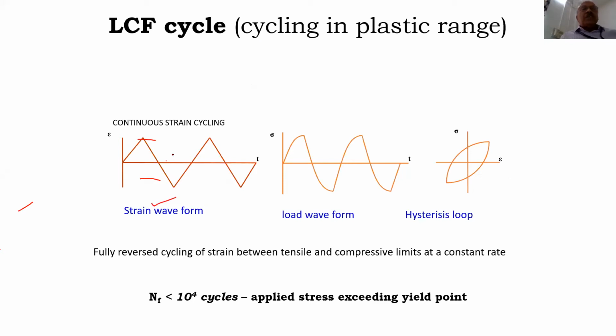And if you measure the equivalent load, then this is the load waveform. You are now from zero stress, you have gone to yield stress, past yield stress, and you have entered the plastic range, and you keep repeating. And for every cycle, you will get what is called the hysteresis loop. For every fatigue cycle, you will get a hysteresis loop.